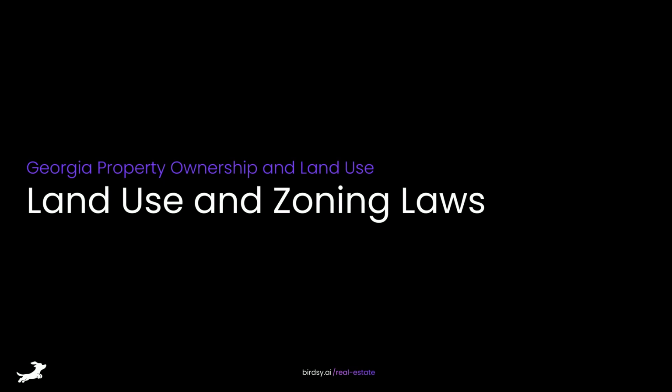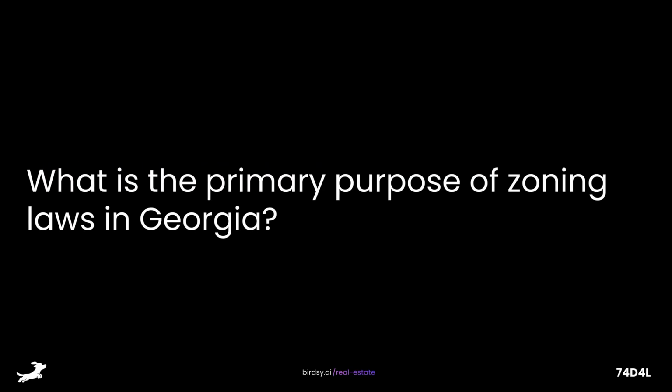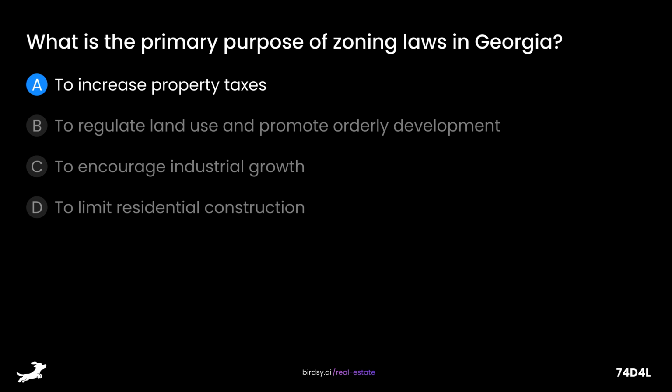Land use and zoning laws. What is the primary purpose of zoning laws in Georgia? Is it A. to increase property taxes? B. to regulate land use and promote orderly development? C. to encourage industrial growth? Or D. to limit residential construction? The answer is B. to regulate land use and promote orderly development.